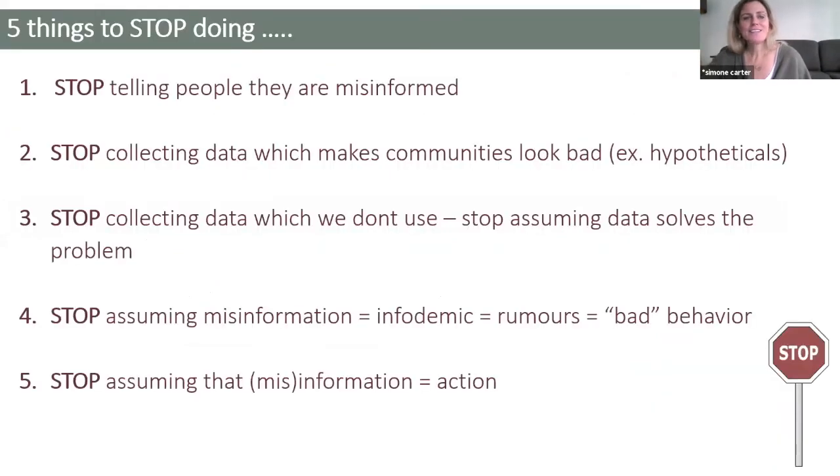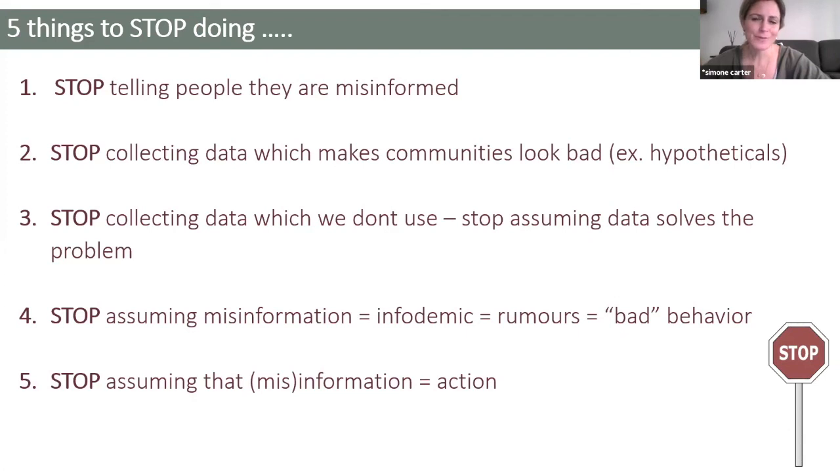And so, 5 things to stop doing. Stop telling people they're misinformed. I think we have a tendency to do that very quickly. A lot of our household surveys indicate that we treat people as if they don't know. Stop collecting data which makes communities look bad, with hypotheses and presenting data in a way that makes it seem that communities either don't know, they're misinformed, they're already going to be a problem. We present it always as if they will be a problem before we start, where everything is a warning, everything is preparedness for the next worst thing. I think that kind of language really separates communities or individuals within communities.